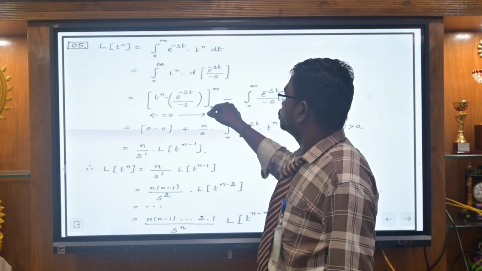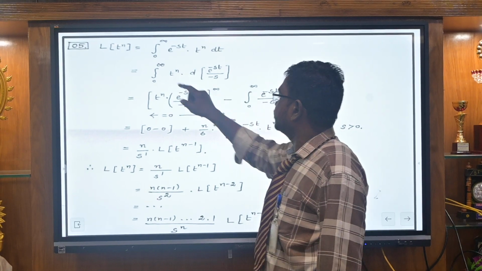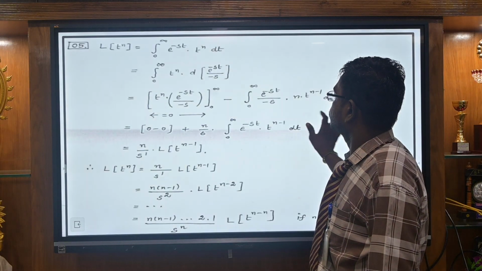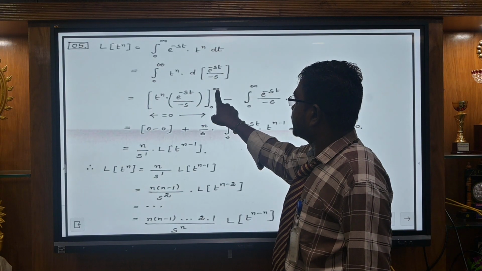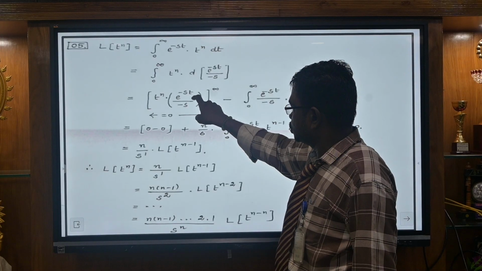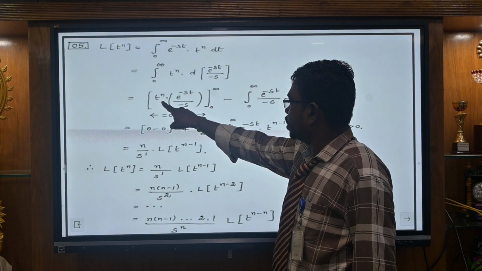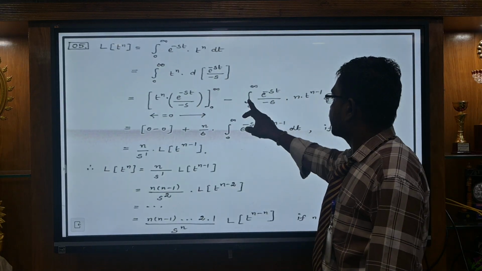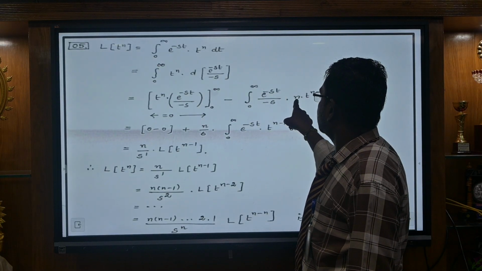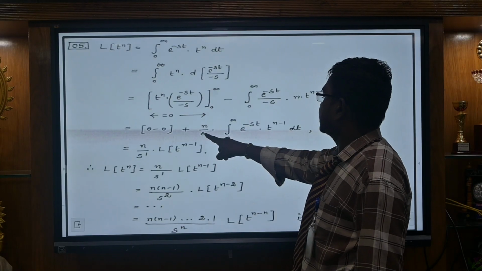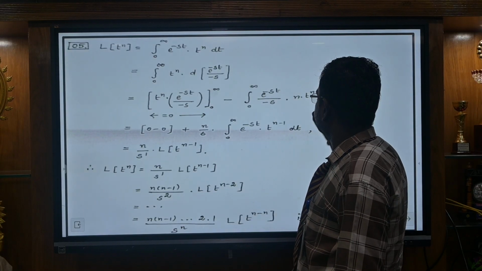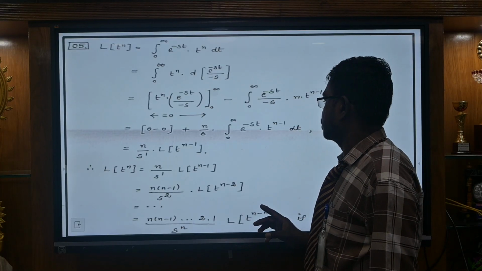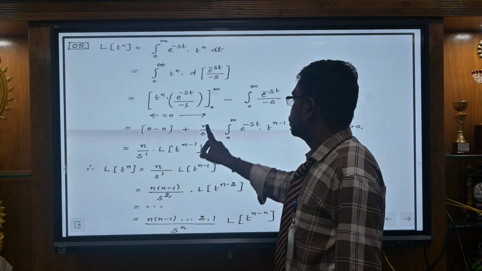We can use it, so 0 to infinity. Du means differentiation of t power n, that is n t power n minus 1 dt. So at the upper limit infinity, e power minus infinity is 0, and at the lower limit 0, it is again 0. Therefore, the total value will be 0. In minus of minus, plus, the constant will be n by s. So I will take n by s outside. The variable is t, therefore e power minus s t, t power n minus 1 dt, if s is positive.